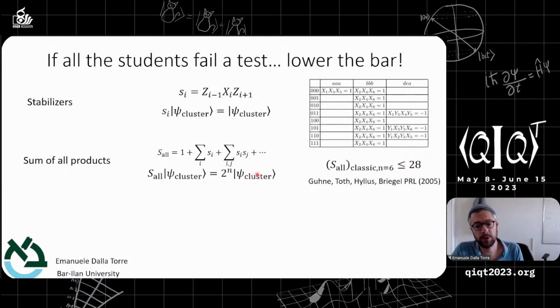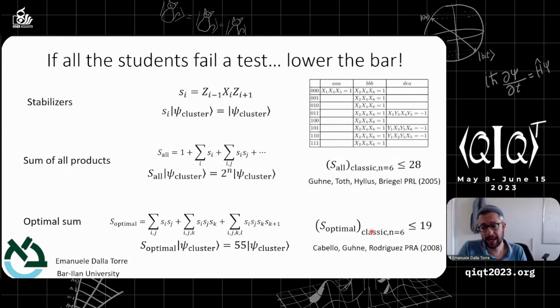Which means that for 6 qubits, the best quantum player would get 64, and the best classical player would get 28. And one may also ask, what is the best game that they can play? What is the game for which the ratio between the classical player and the quantum player is the largest? This was actually a question that had been asked some time ago by Cabello and co-authors. They found that there is some operator, which is a sum of products of stabilizers. For that particular operator, the classical players get at most 19, and the quantum players get at most 15. So that's what comes out of this calculation.